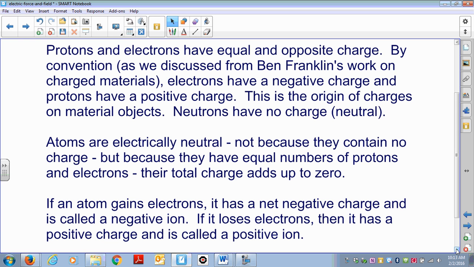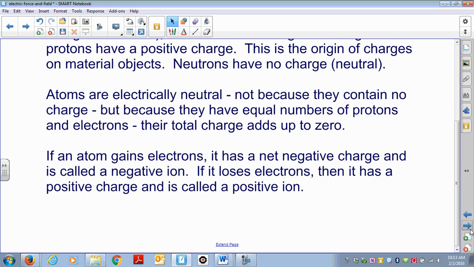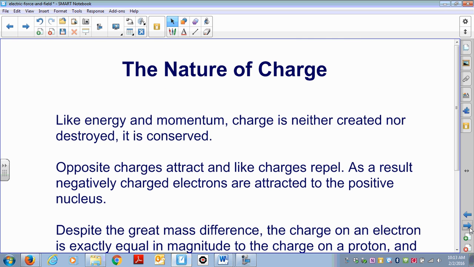If an atom gains electrons, it has a net negative charge and is called a negative ion. If it loses electrons, then it has a positive charge and it's called a positive ion. Like energy and momentum, charge is neither created nor destroyed. It is conserved. Opposite charges attract and like charges repel.